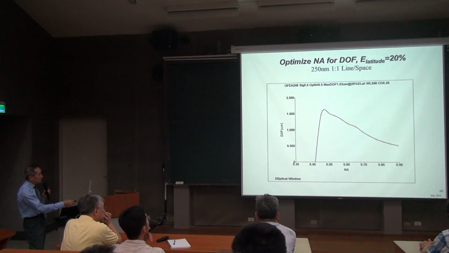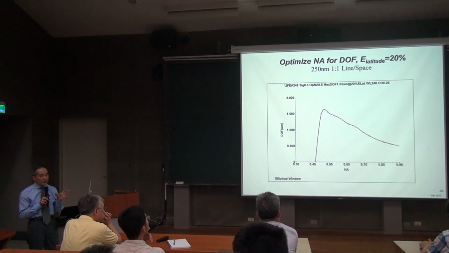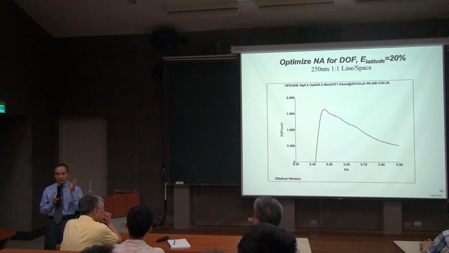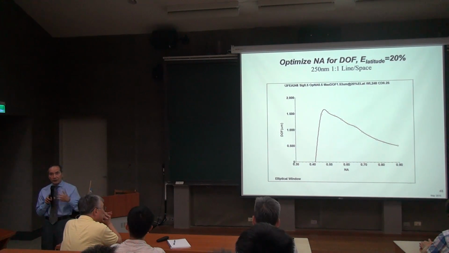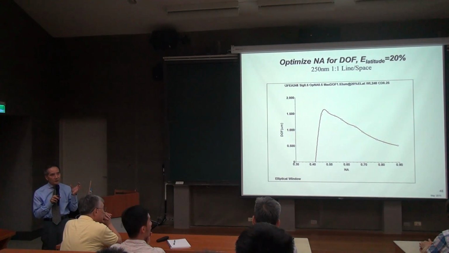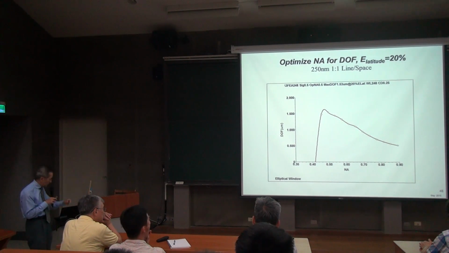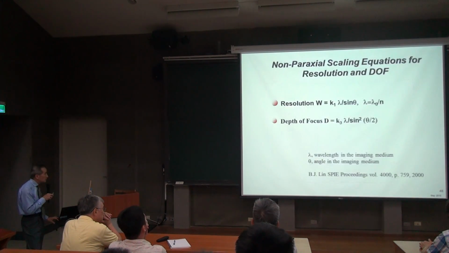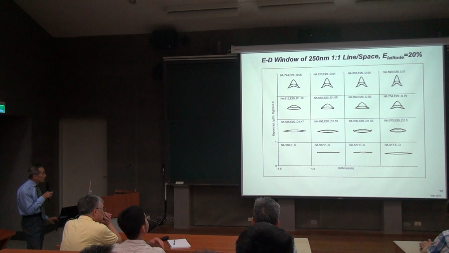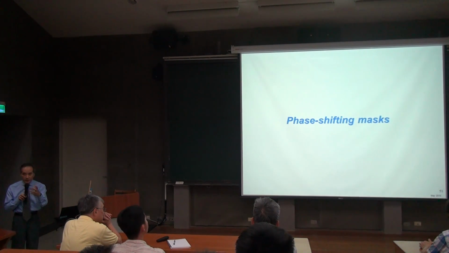Somewhere here. And also there are different criteria. Maybe I want to optimize my depth of focus when I'm having trouble with depth of focus. Sometimes you have plenty of depth of focus, but then you want exposure latitude because you want to control your line width better. Then the criteria will be different, and the way you plot the ED trees will be different, and you end up with a different optimum NA for what you need.